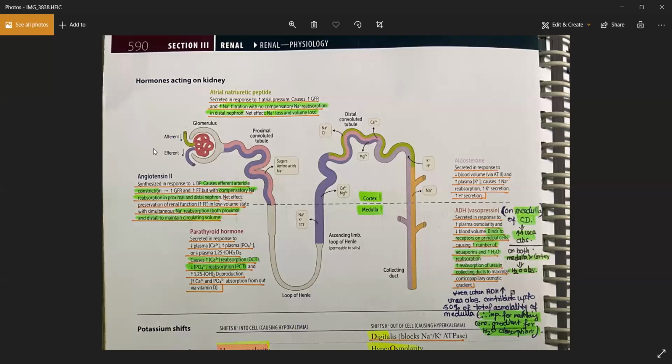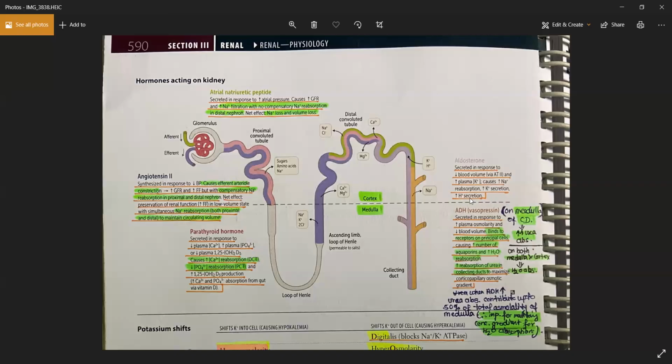Then the parathyroid hormone: I told you that PTH will activate the 1-alpha hydroxylase. In the DCT, it will activate the calcium channels to cause more calcium reabsorption. Then you have aldosterone acting on the principal cells and the alpha intercalated cells, causing activation of sodium channels, potassium channels, and the hydrogen ATPase channels in the alpha intercalated cells. So reabsorption of sodium, reabsorption of bicarbonate, loss of potassium, loss of hydrogen.